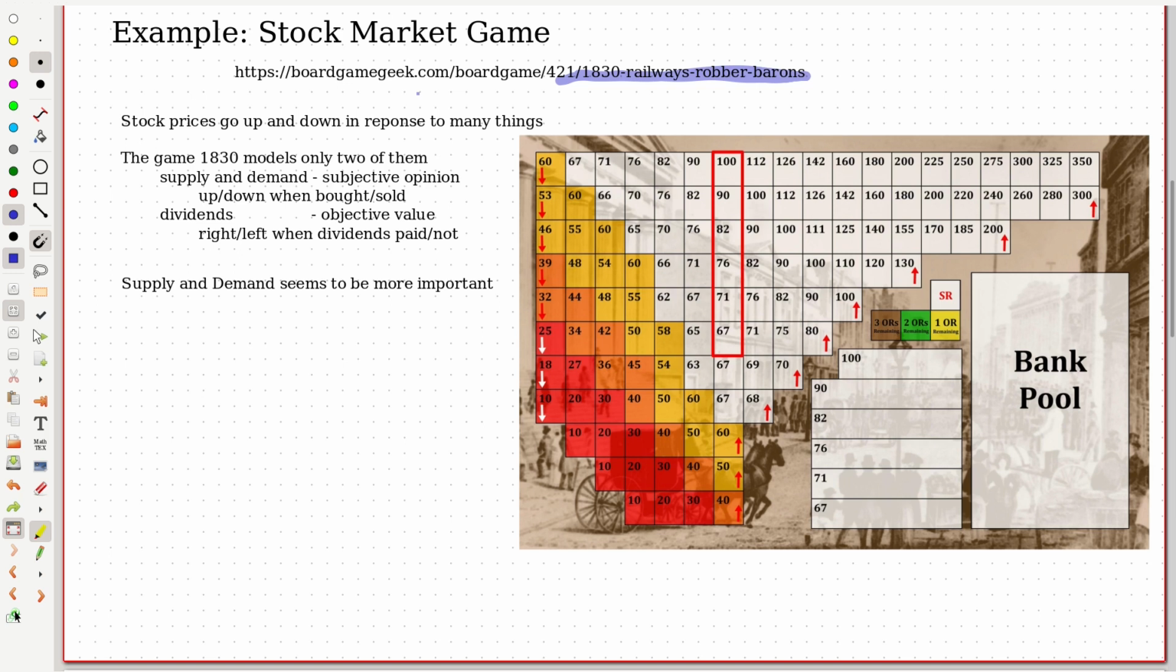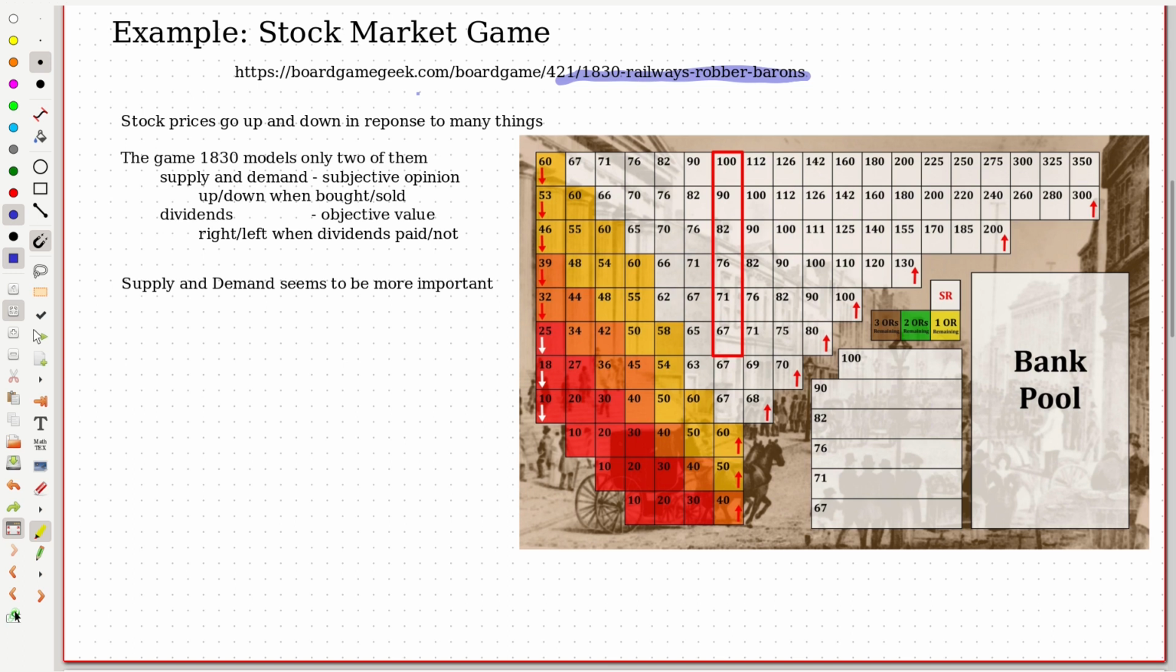In the game, we want to model the behavior of the stock market. But, of course, the stock market is so incredibly complicated, nobody really understands what's going to happen in it. So when we say we're going to model it in a game, we're just going to model a couple aspects, just enough to make it fun, right?